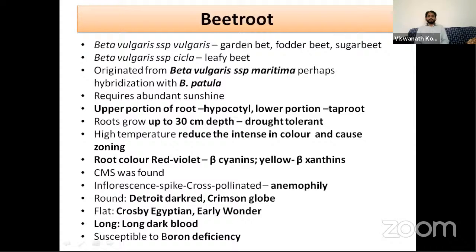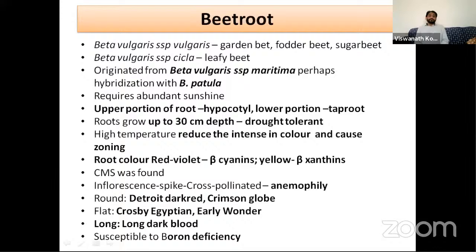High temperature conditions reduce the color of the beetroot. If the prevailing temperatures are very high, the color of the beetroot is affected, and you can see different color zones inside the beetroot if you cut it horizontally. That is called zoning. The red violet root color is due to betacyanins, and the yellow color is due to betaxanthins. And the inflorescence of beetroot is a spike.